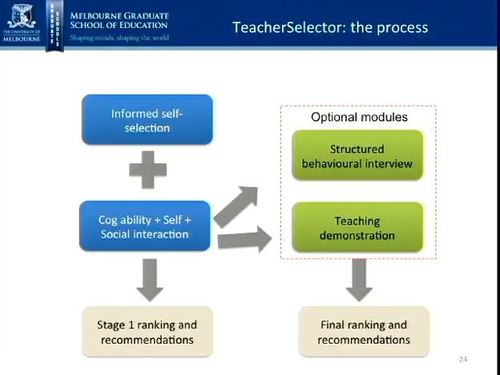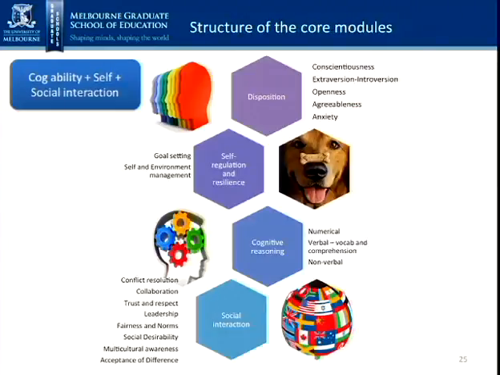The informed self-selection component asks the candidate to talk about their reasons for wanting to teach. It also asks them to talk about what they feel are effective characteristics of a teacher and what experience they're bringing to the role. We then have our second core module, which is a set of self-assessments that the candidate undertakes. And this is what's involved, and I'll slowly work through these so you can get a flavour of what's in the tool.